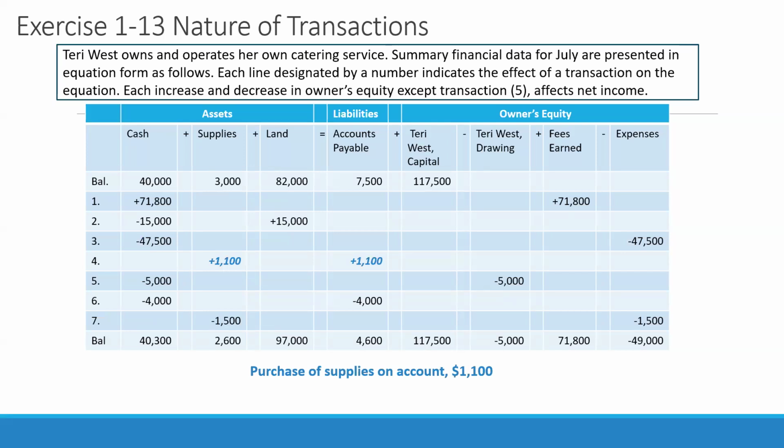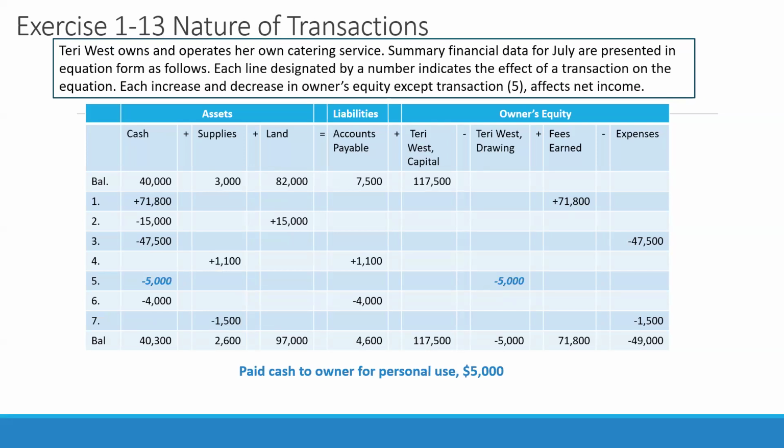Purchase of supplies on account for $1,100. That's going to increase your accounts payable, which is a liability account because you owe that money to your suppliers. Paying cash to owners for personal use, that's an owner withdrawal from the business, and that's going to reduce your owner's equity, but it's also not going to impact your net income.